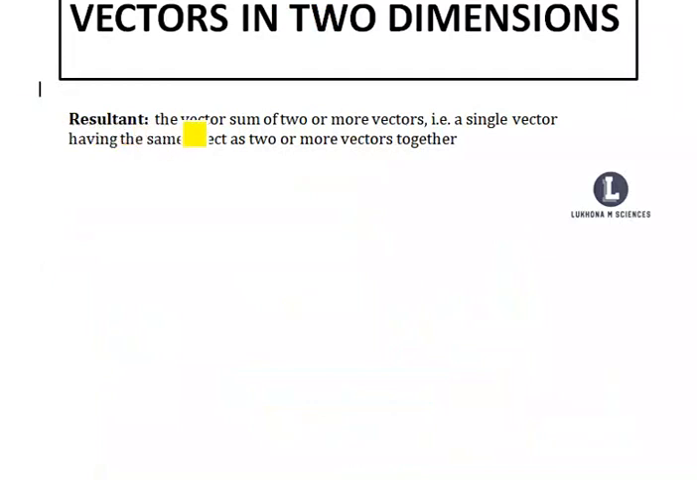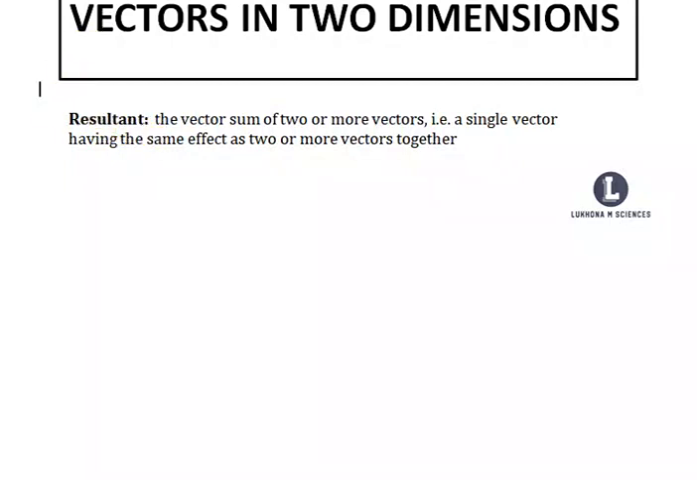The vector sum of 2 or more vectors, that is the single vector having the same effect as 2 or more vectors together. Resultant is defined as the vector sum of 2 or more vectors, that is the single vector having the same effect as 2 or more vectors together, which means we combine the vectors to have a single vector, that is a resultant.